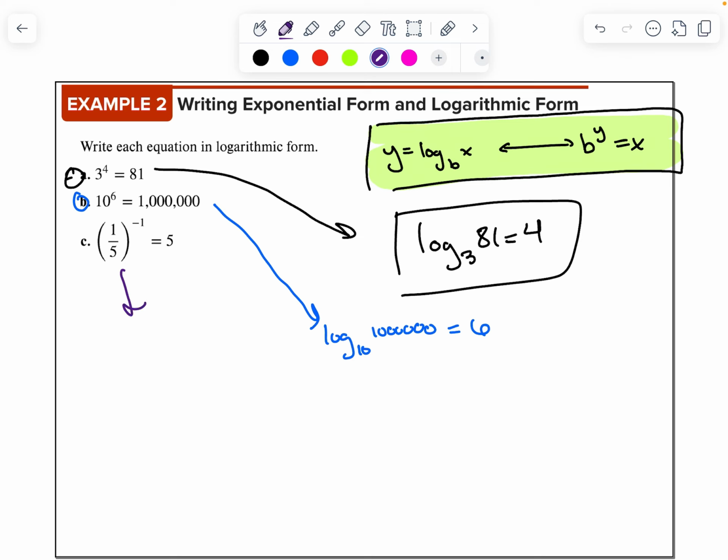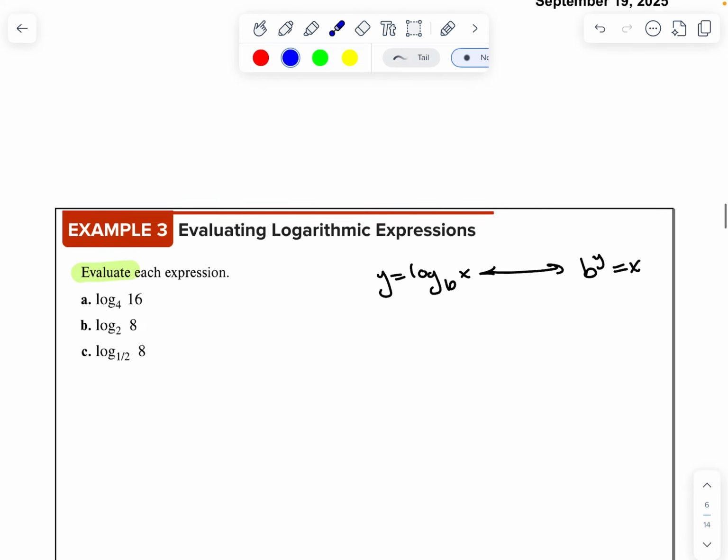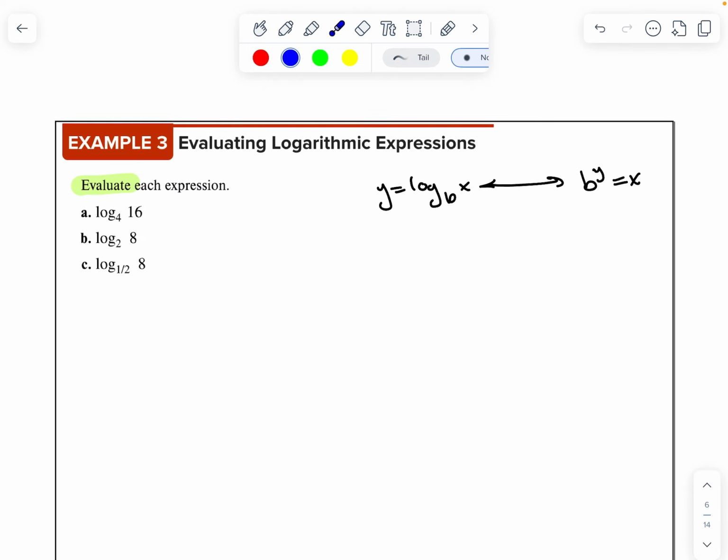Let's try this last one. I could write log base 1/5 of 5 equals -1. All I'm doing for all of these is going back to this original formula up here, this relationship between logarithms and exponents. If we want to evaluate an expression, what we're going to do is type it in the calculator, right? Or hopefully type it in the calculator. We'll have a way in just a little bit where we can use the calculator a little more. For now, I think just writing these in exponential form is going to help you see what the answer is going to be without having to use the calculator.